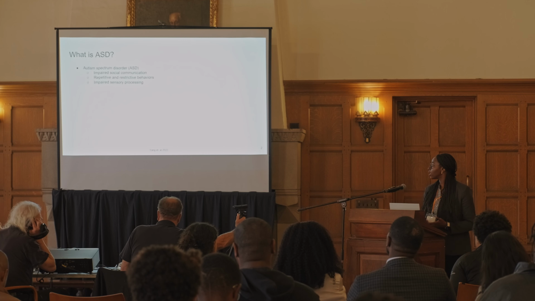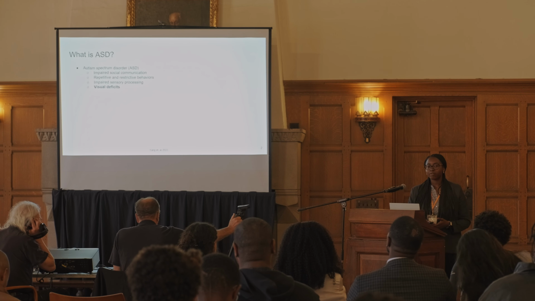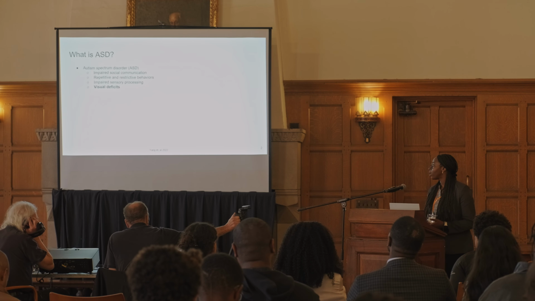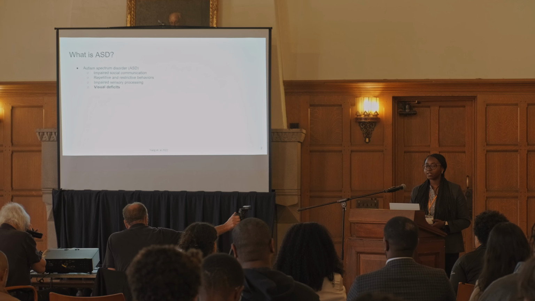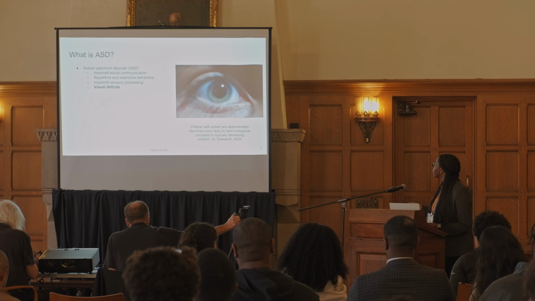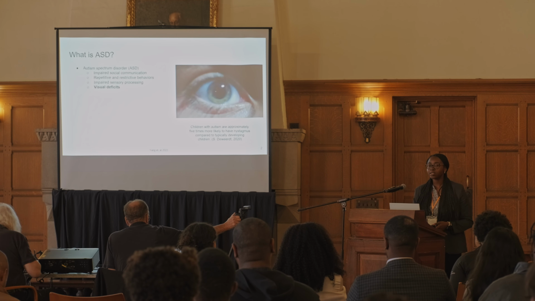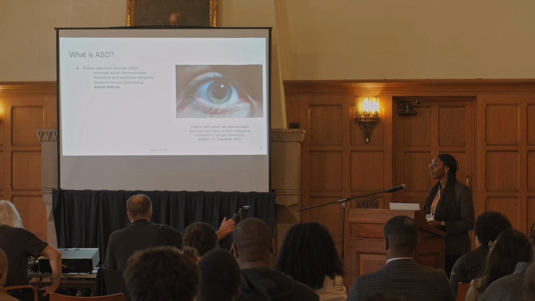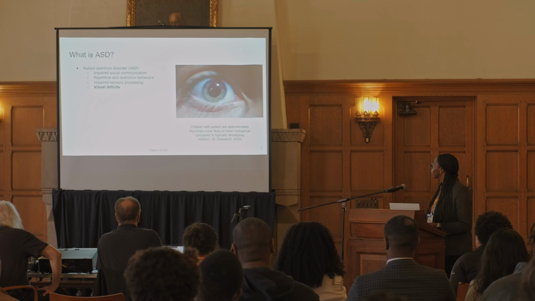And another phenotype that we see in many individuals with ASD are a number of visual deficits. One example of the many visual deficits correlated with ASD is a condition called nystagmus, which I'm showing right here, which is the involuntary movement of the eyes. And children with ASD are about 5 times more likely than typically developing children to have this condition.